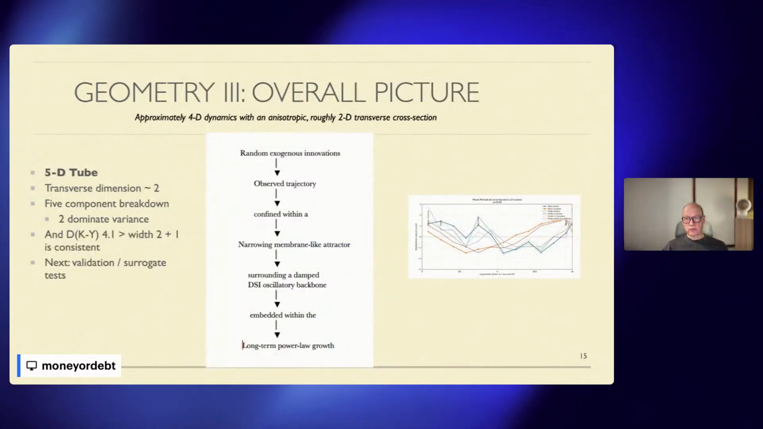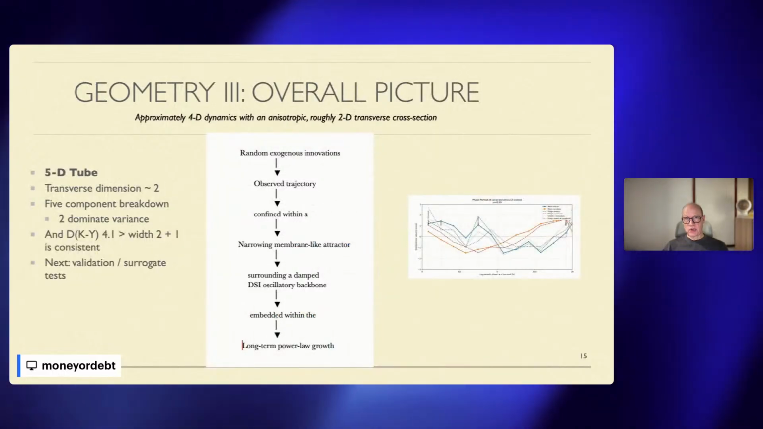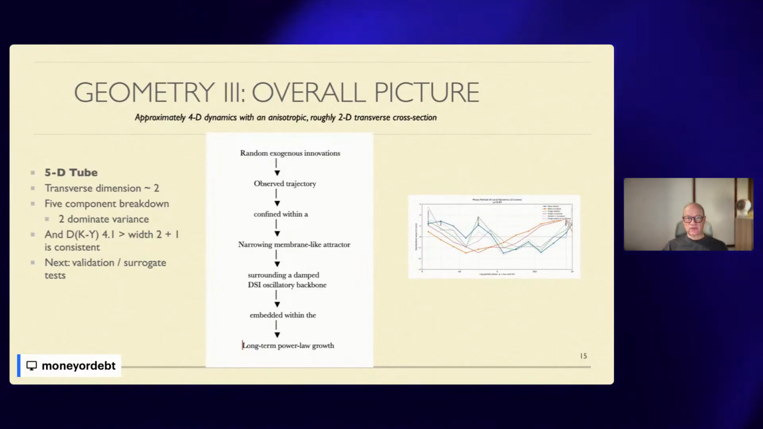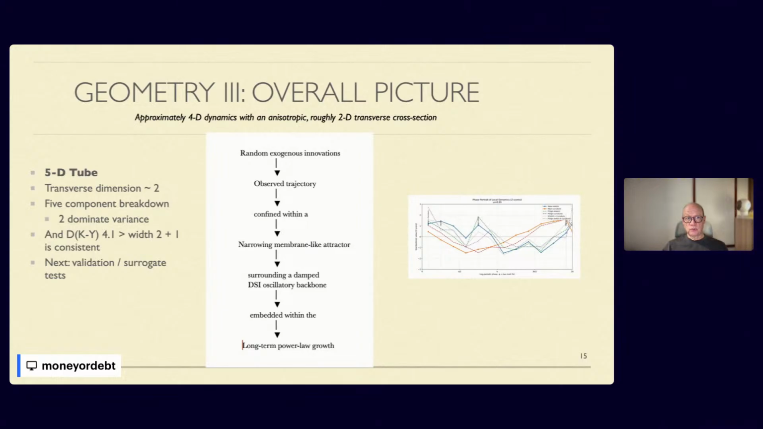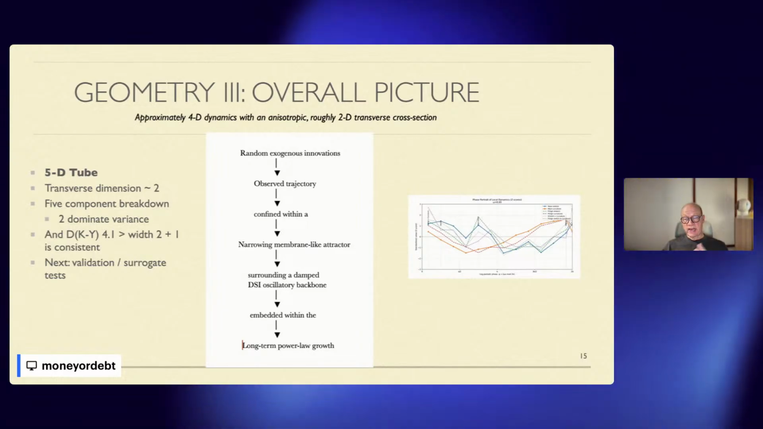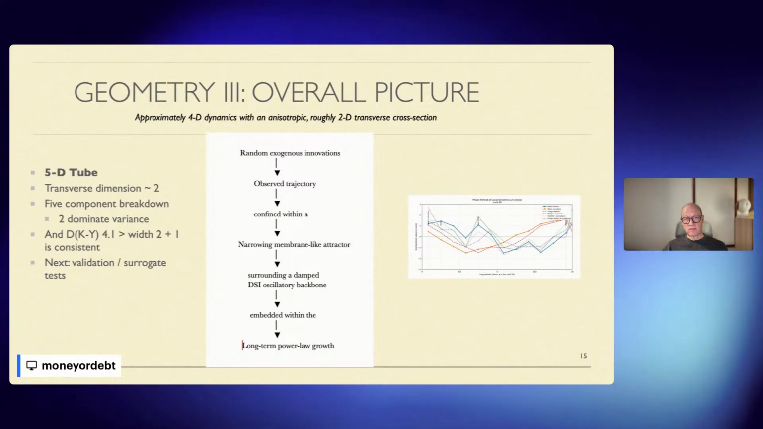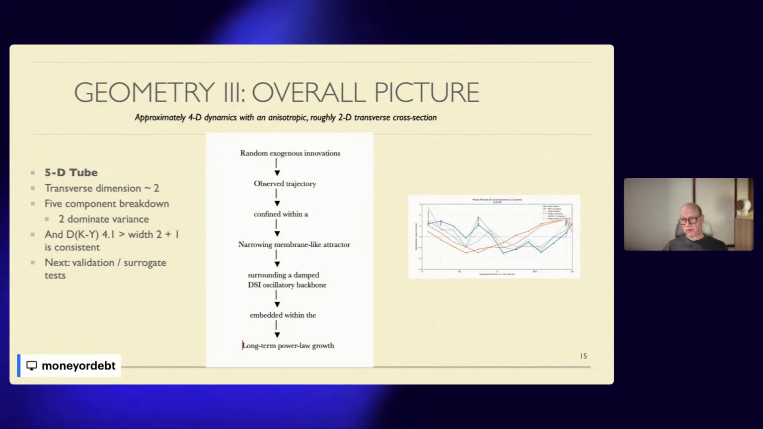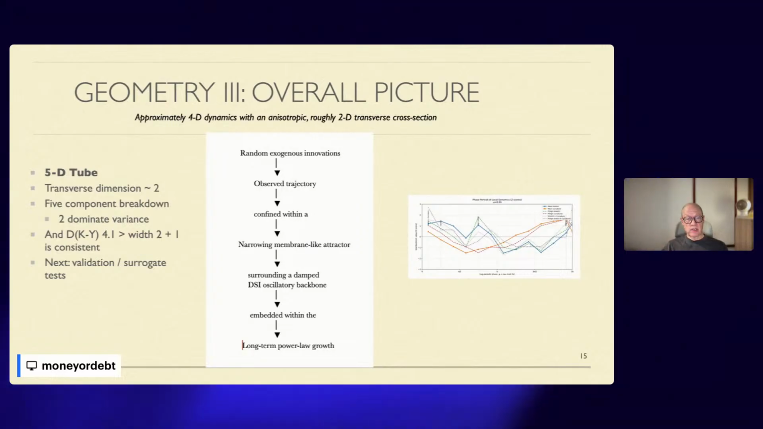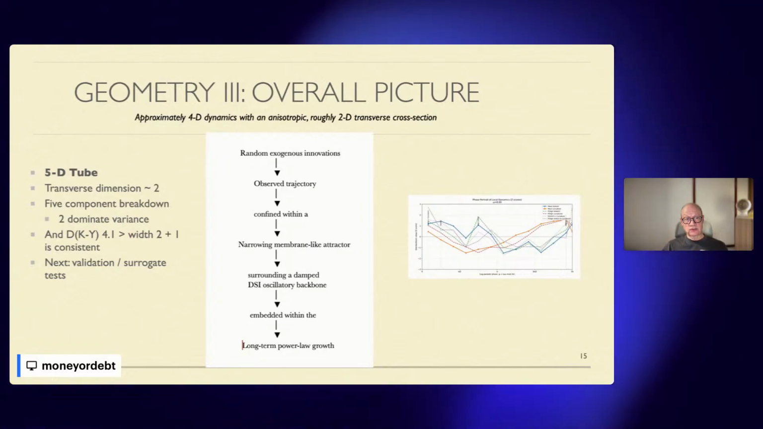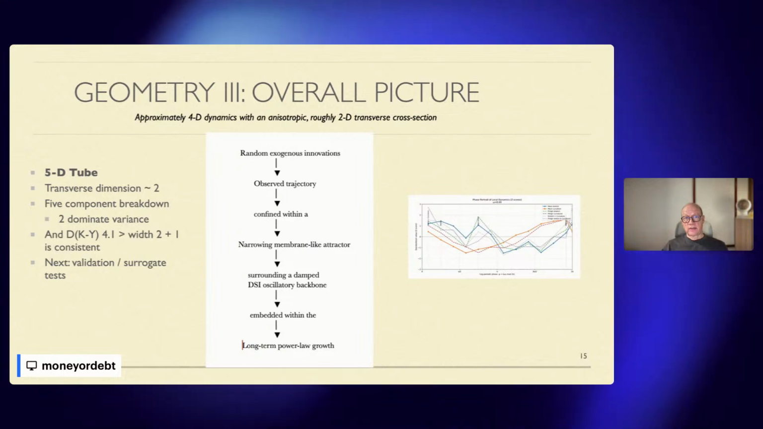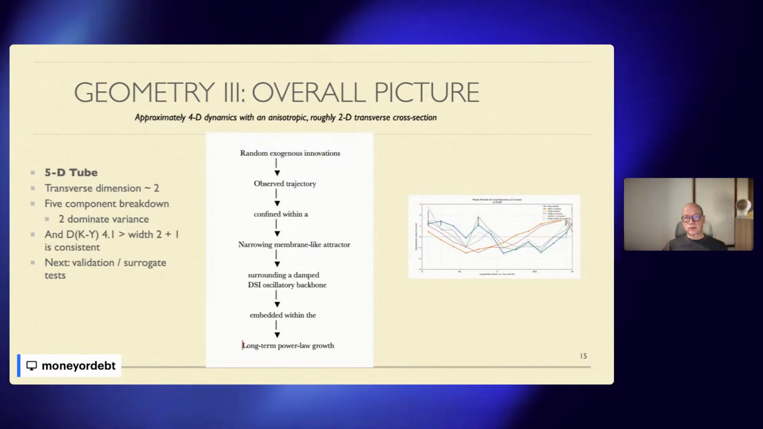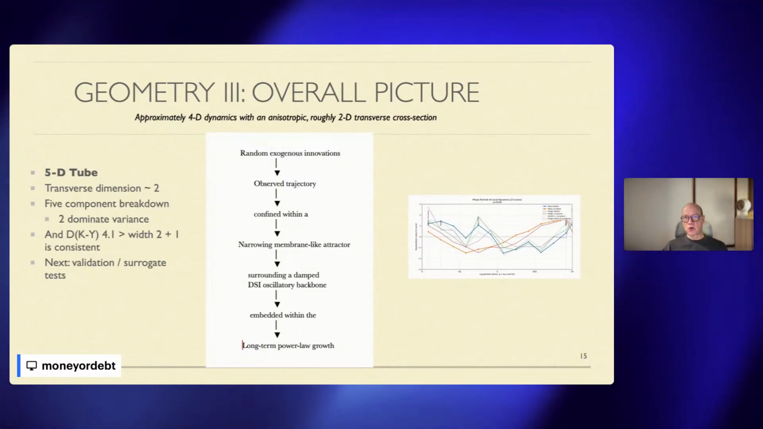So the overall picture that we get from the first three articles is that we've got a transverse dimension of about 2, and we had an overall dimensionality of about 4. That should be larger than the transverse width plus the one dominant trajectory component, and it is. And the interpretation is roughly 4D dynamics with a roughly 2D transverse cross-section.